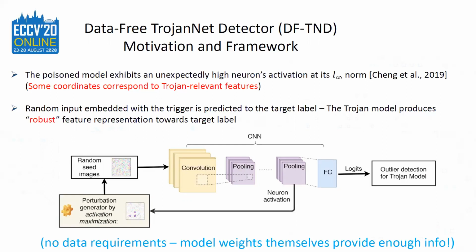Considering the relation between the unexpectedly high neuron activation and the Trojan trigger robustness, we would like to ask: can we find the Trojan trigger and then detect the model by maximizing the neuron activation vector with a perturbation in the input? And will this perturbation finally show the pattern of the real Trojan trigger?